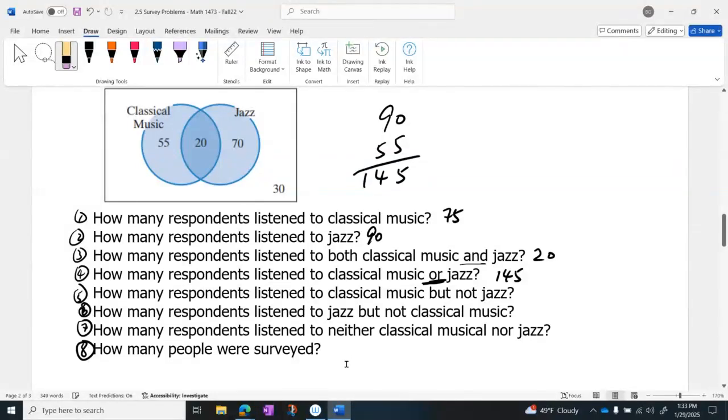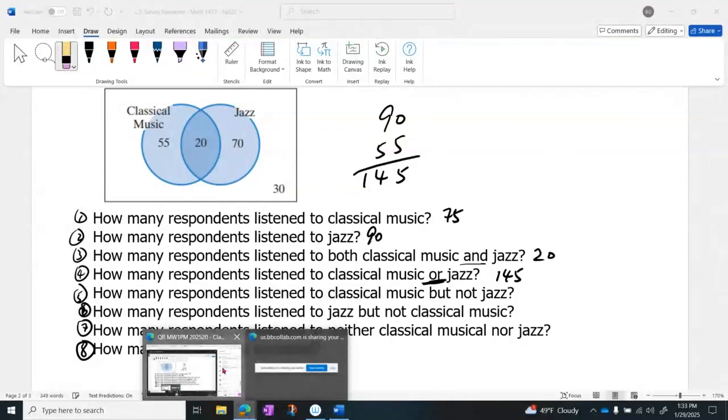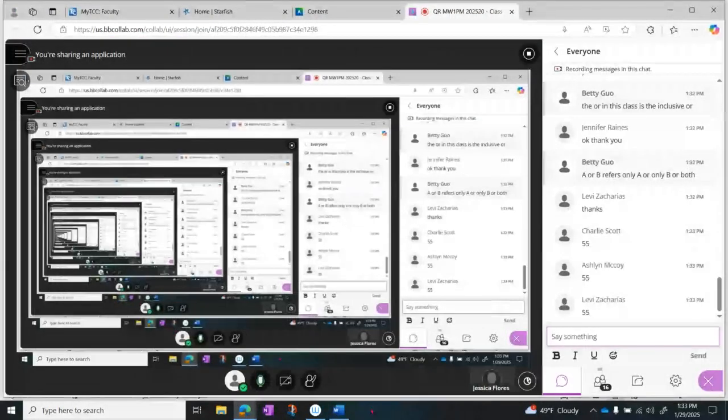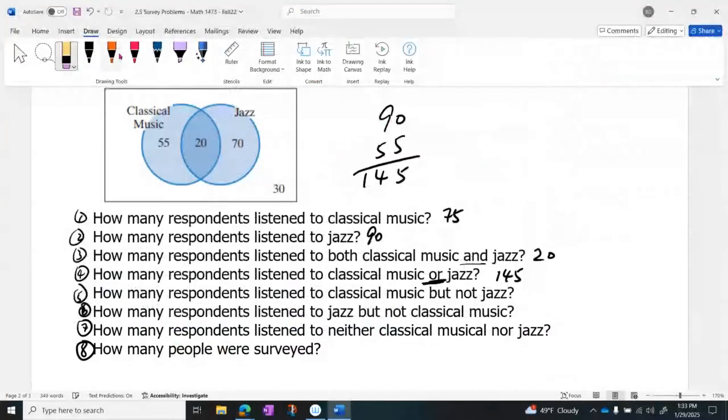Question number 5. How many respondents listen to classical but not jazz? What do you think? How many of them listen to classical but not jazz? Awesome. Perfect. Yes. 55. This time, the region representing people who listen to classical but not jazz is like a crescent moon, right? Yeah. In A but not B. In classical but not jazz. Very good. Perfect.